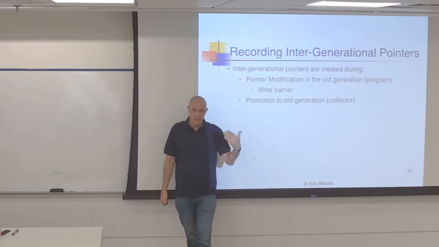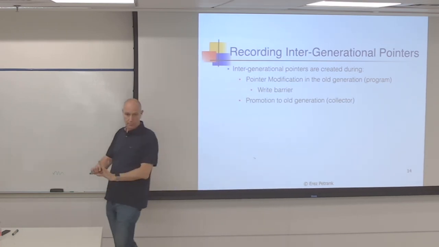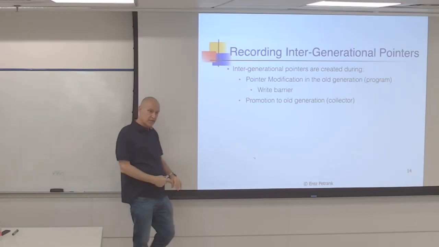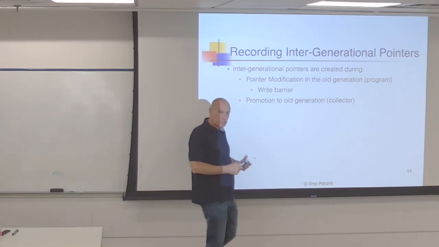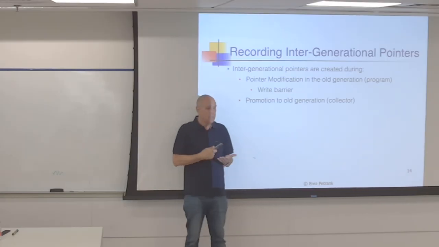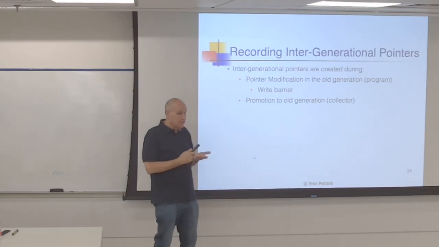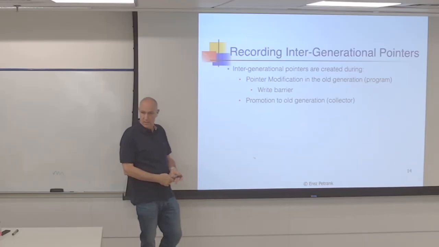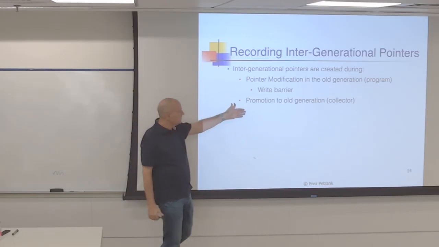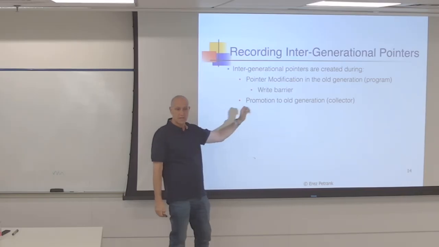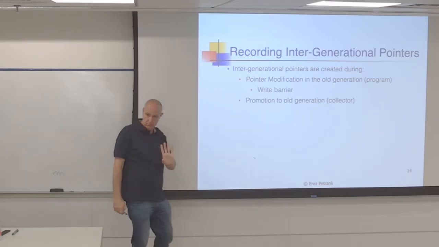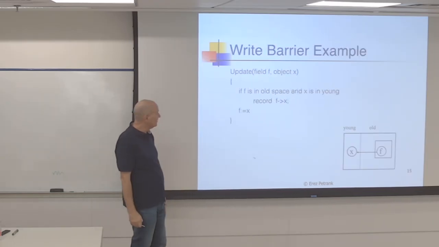It can also happen that the collector promotes an object to the old generation, and that object has a pointer to the young generation. So the collector can also create an intergenerational pointer, and then it has to record this pointer for itself. Both of them are doing that, and we just have a record of intergenerational pointers. Okay? Makes sense. So we have all of them listed.